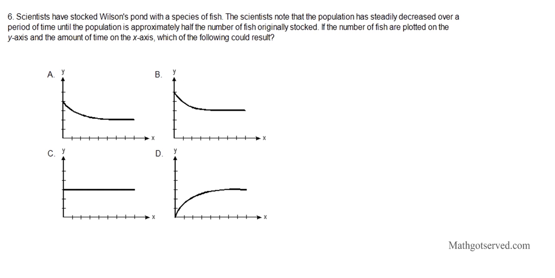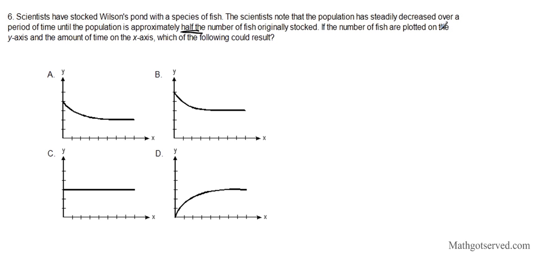Okay, let's take a look at question number 6. Question 6 says, scientists have stocked Wilson's pond with a species of fish. The scientists note that the population has steadily decreased over a period of time until approximately half the number of fish originally stocked.